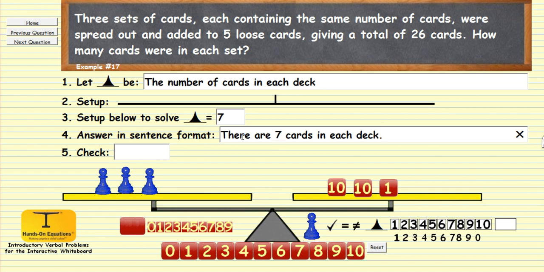Now all we have to do is do the check. If you have 3 sets of cards, each containing the same number of cards, that's going to be 21. When added to 5 loose cards, that gives a total of 26. So the check value is 26 does equal 26.